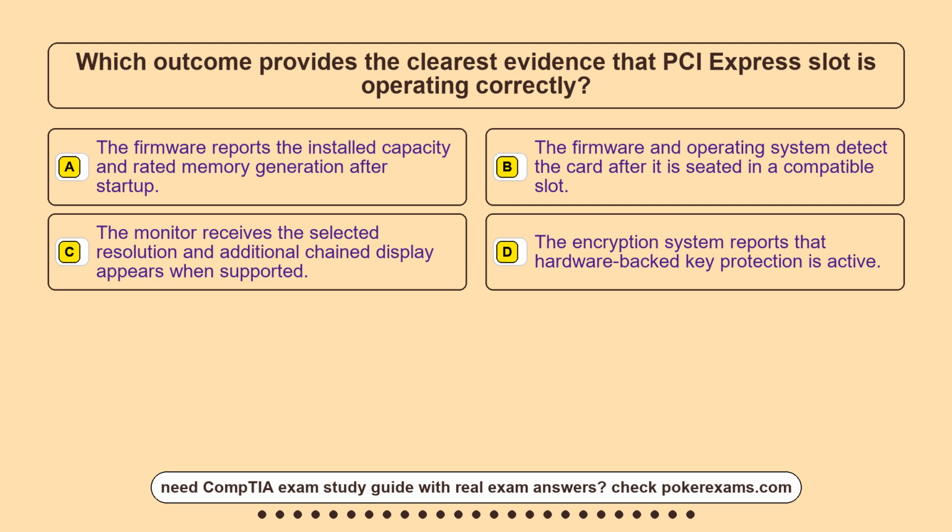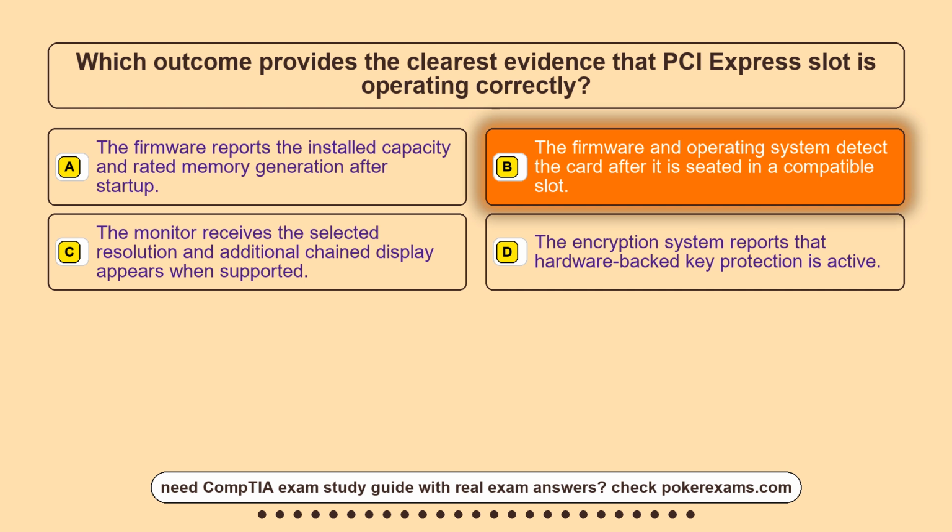Question 5. Which outcome provides the clearest evidence that PCI Express slot is operating correctly? Option A. The firmware reports the installed capacity and rated memory generation after startup. Option B. The firmware and operating system detect the card after it is seated in a compatible slot. Option C. The monitor receives the selected resolution and additional chain display appears when supported. Option D. The encryption system reports that hardware-backed key protection is active. The correct answer is option B.